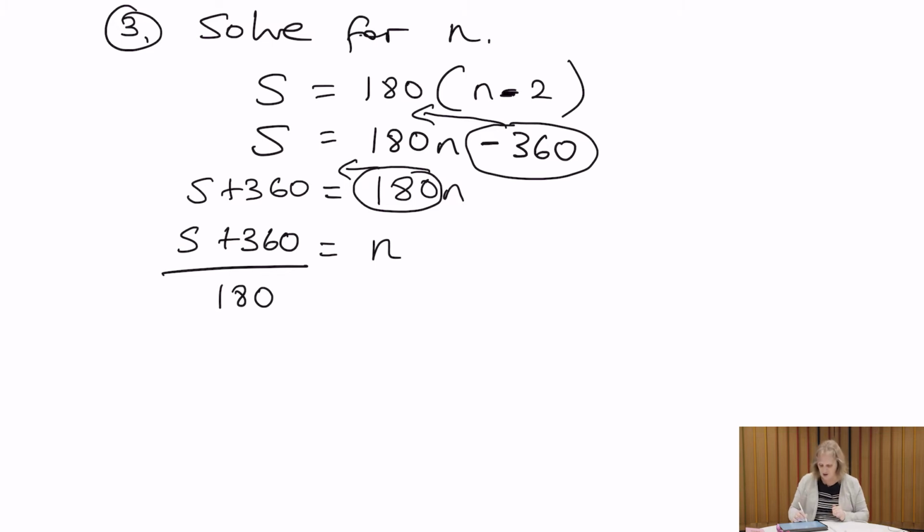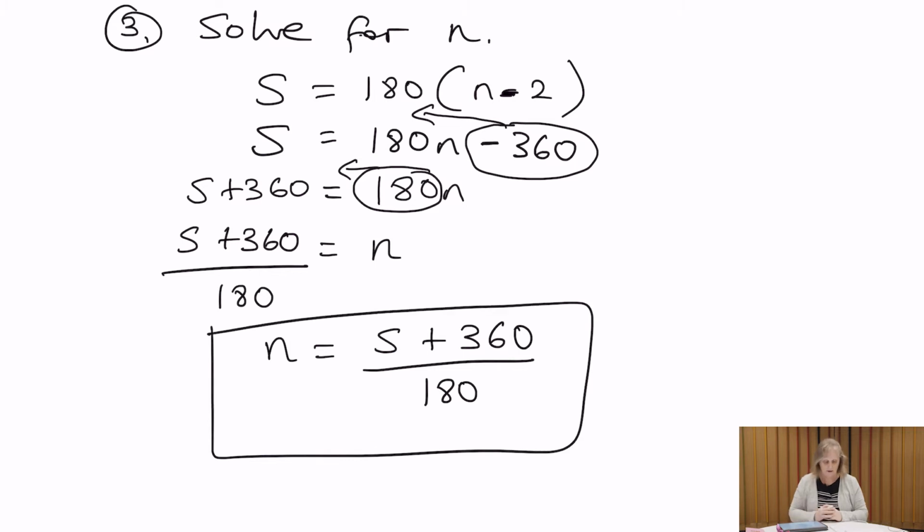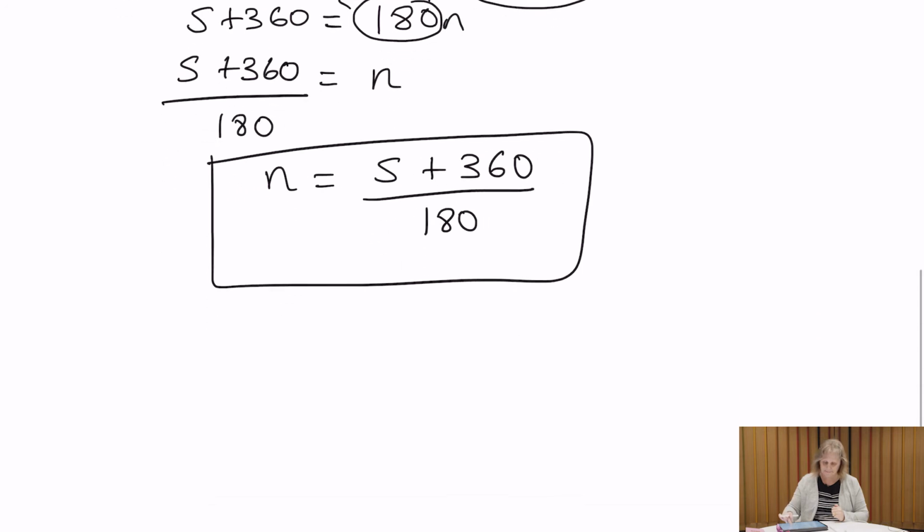Again, we're just going to swap that around, so we've got the variable that we're solving for, small n, equals, and then all the relevant terms on the right-hand side, which is S plus 360 over 180. We're just going to leave that answer in that format as a fraction. So here, the right-hand side is a fraction. In the numerator we have S plus 360, and that's all over a denominator of 180.